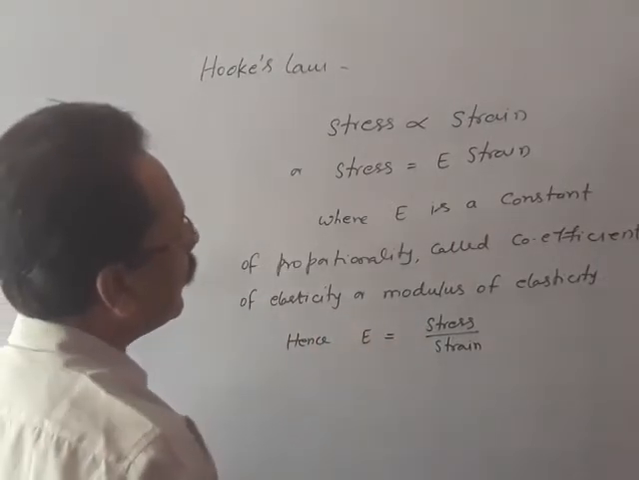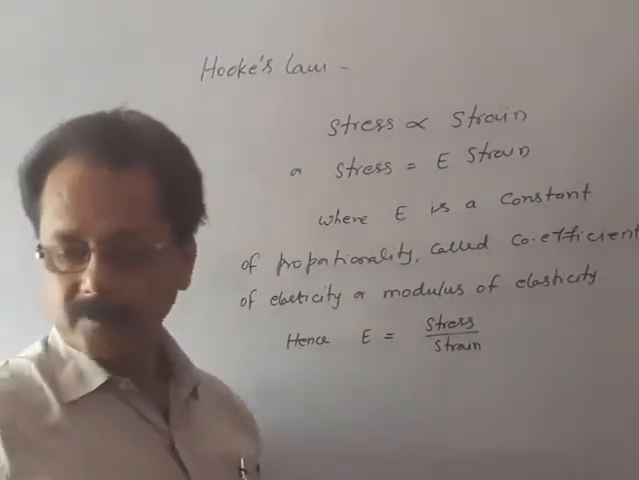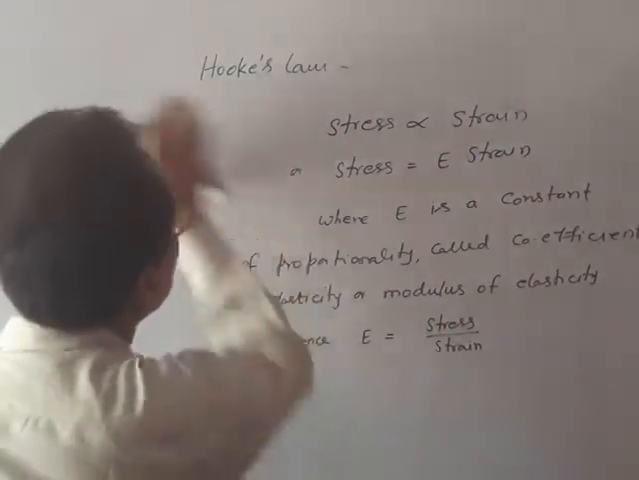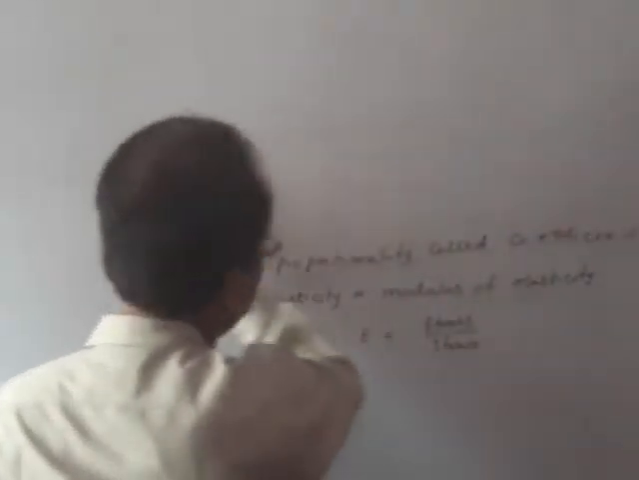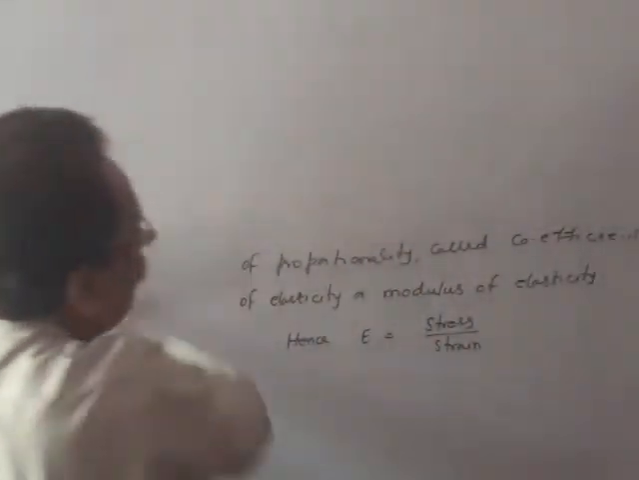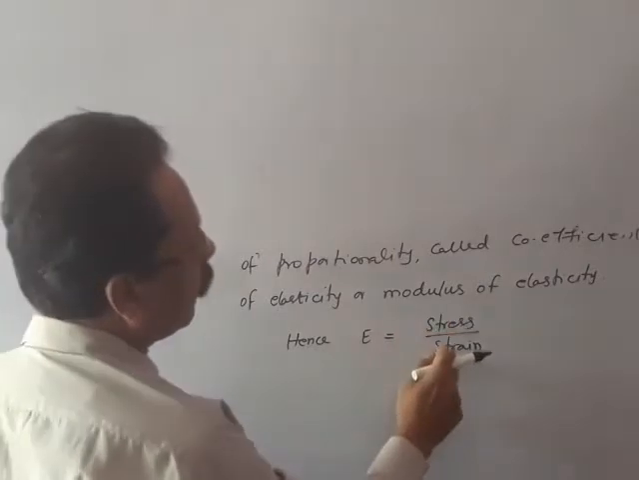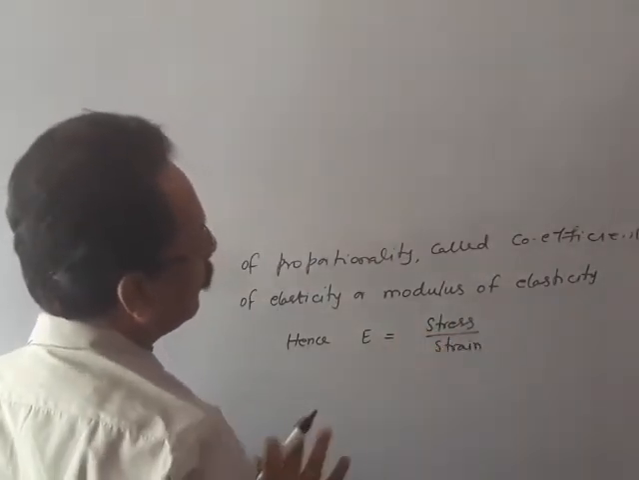E is the ratio of stress to strain. So here the modulus of elasticity is the ratio of stress to the strain produced.